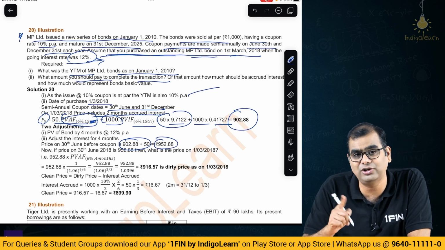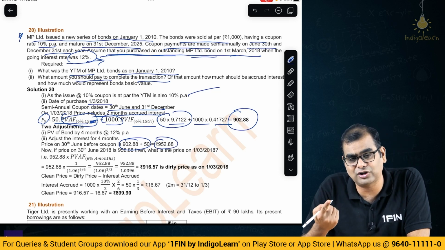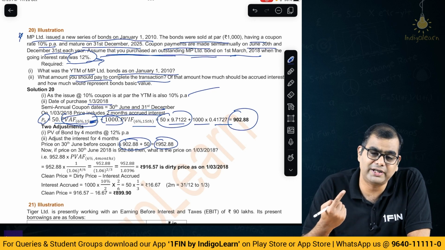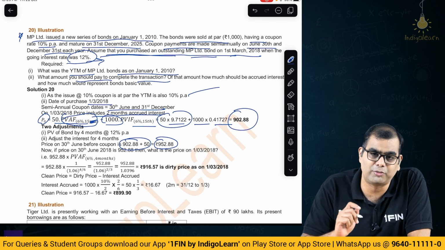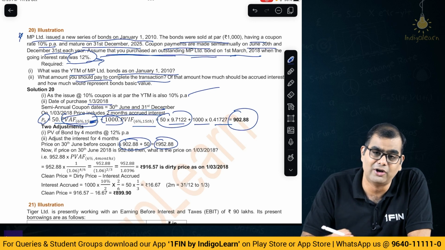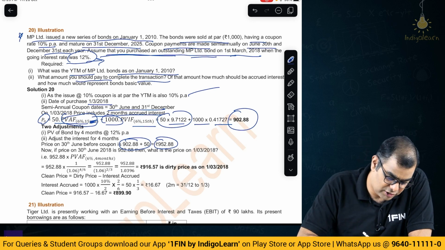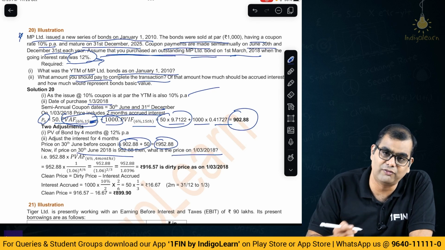But this is the value on 30th June 2018, just before the coupon is paid. Just before the coupon is paid, this is the value. That value you have to bring forward to the current date. Now, this is the price, 952. What is the price on 1st March? So, you have to bring it forward. How will you bring it forward?